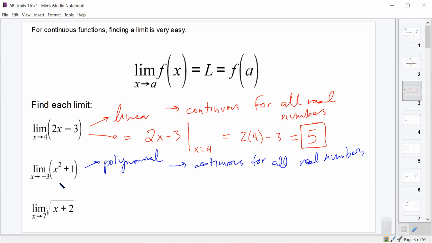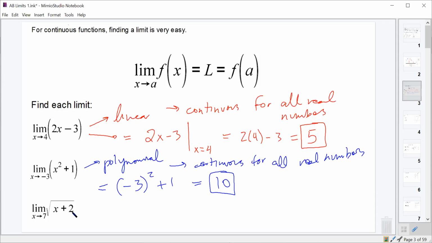This polynomial function is continuous for all real numbers, which means the limit as x approaches -3 of it should just equal the value of the function at -3. And what's -3 squared plus 1? It ought to be 10. Excellent. Everybody good with that? Cool.